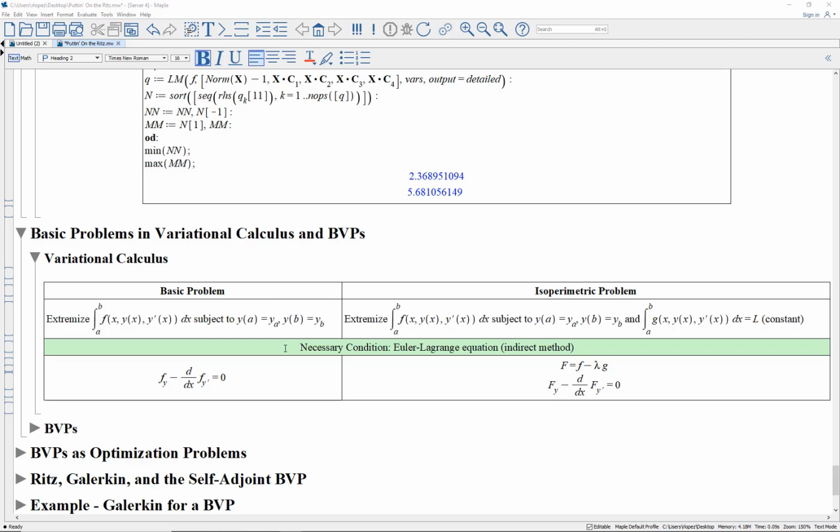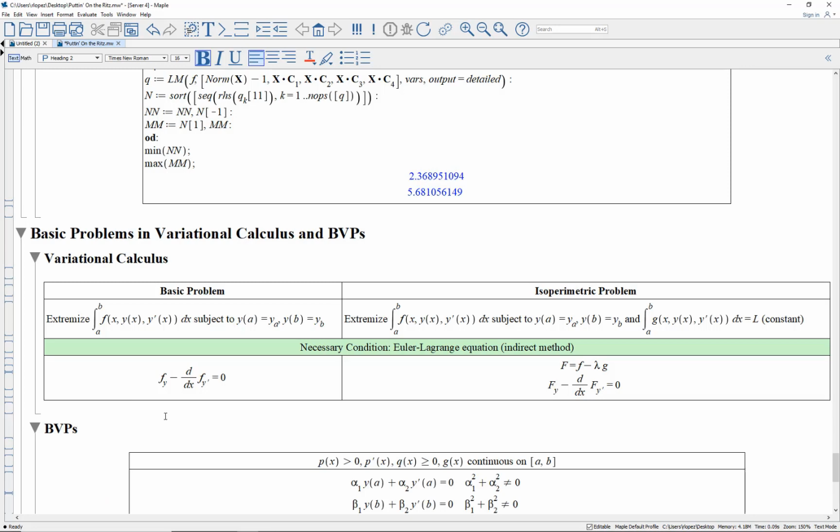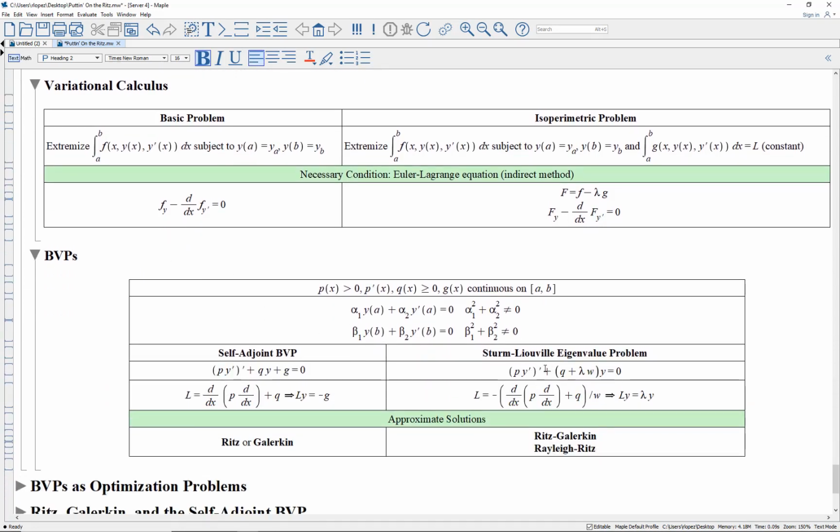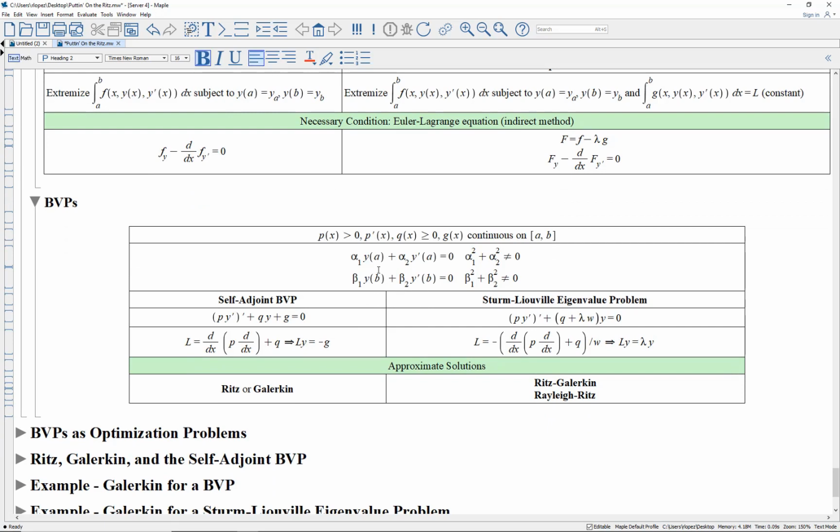All right, I've just shown two optimization problems in the variational calculus. Now I want to show two boundary value problems. Then I have to connect them. All right, so with some conditions on the coefficients, here is the self-adjoint boundary value problem, and here is the Sturm-Liouville eigenvalue problem. All right, so (py')' + qy + g = 0. You can write it in an operator form, so it looks like Ly = -g.